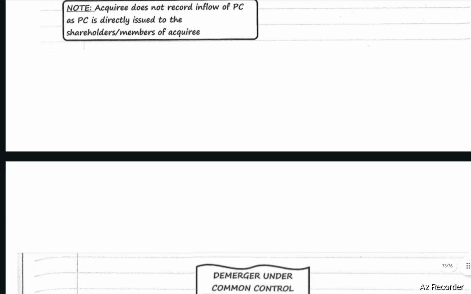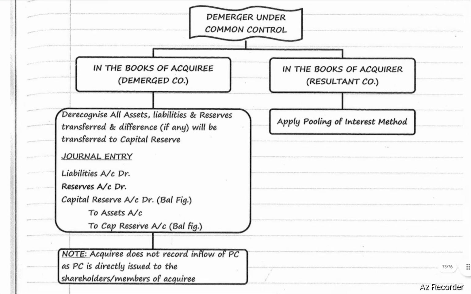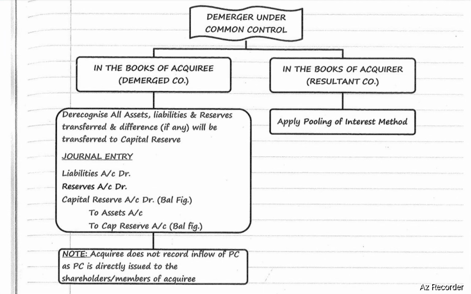Next, in case of demerger under common control, in the books of the acquiree, that is the demerged company, derecognize all assets, liabilities, and reserves transferred, and the difference, if any, will be transferred to capital reserve. Entry will be: liability account debit, reserves account debit, to asset account. The balancing figure will be capital reserve. Capital reserve may be positive or negative.